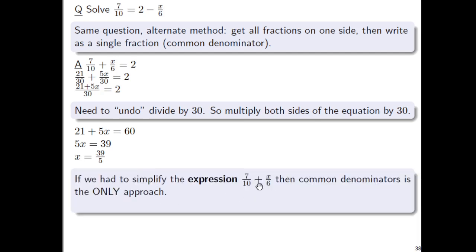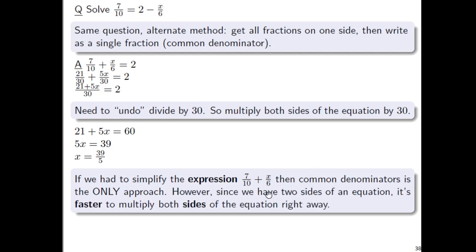Okay, so here's the thing. I point this out to say if the question were different, if the question were just take the expression 7/10 plus x over 6, and you had to simplify, then the common denominator thing is the only approach. Though I point this out to say we have an equation, right? The question appears to solve an equation. There are 2 sides to this equation, and it's actually faster to multiply both sides of the equation by the LCD right away.